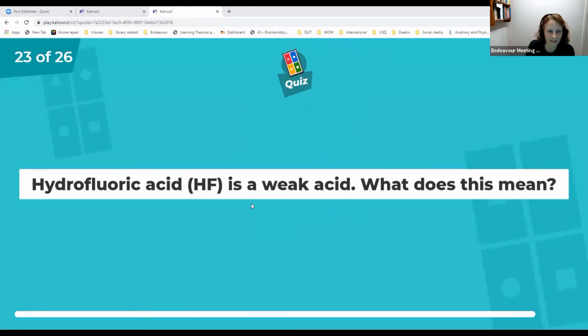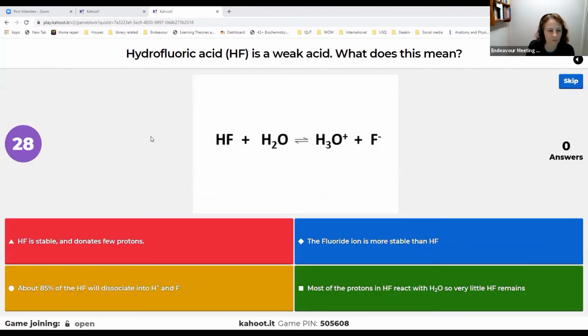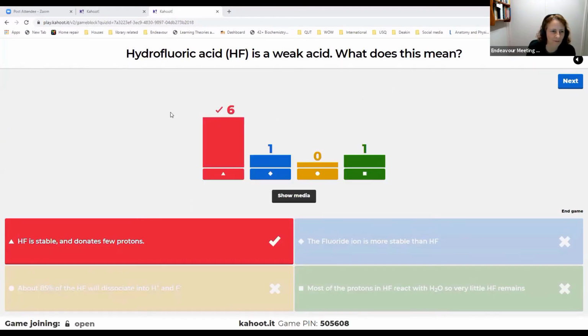So hydrofluoric acid is a weak acid. And what does that mean? Does it mean that hydrofluoric acid is stable and donates few protons? Does it mean that about 85% of the hydrofluoric acid dissociates, so there's not much hydrofluoric acid left? Does it mean that the fluoride ion is more stable than the hydrofluoric acid? Or most of the protons in hydrofluoric acid react with water, leaving little behind? So we've got a mix.